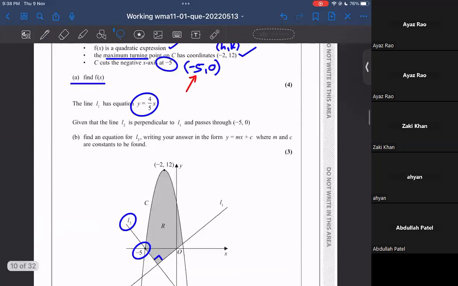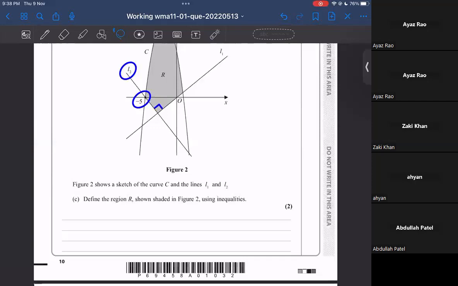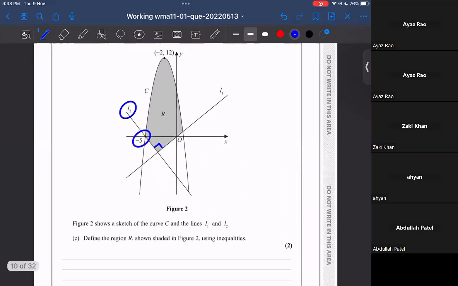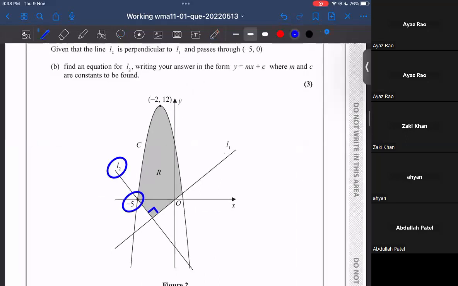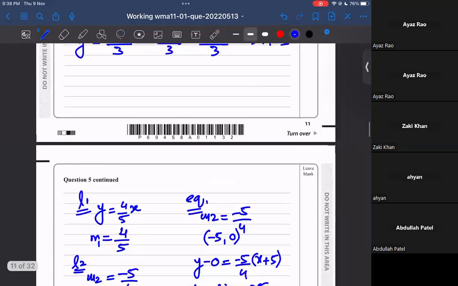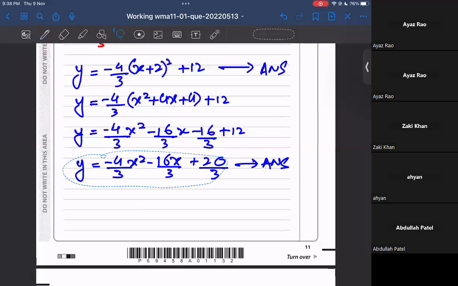Now they are saying define the region R shown shaded in the figure 2 using inequalities. Okay, so how do we define these inequalities? The shaded region R is inside this curve. So the curve equation, we know this. The curve equation is this one. मैं यहां पर बस कॉपी कर रहा हूं कर्व की इक्वेशन.